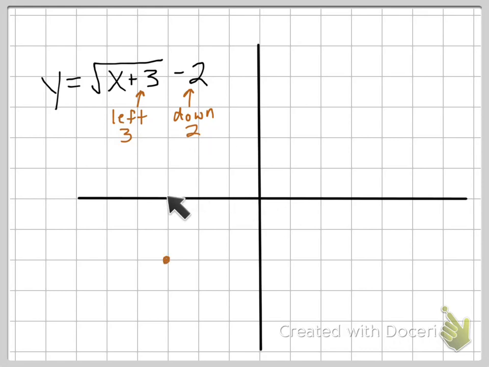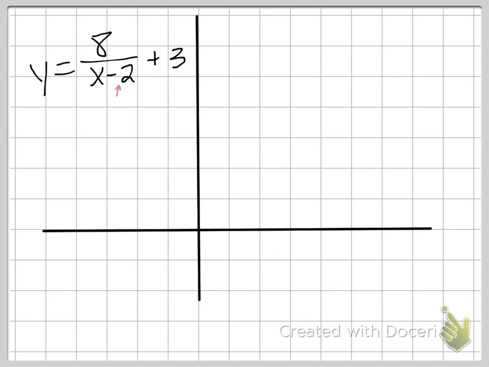So I just moved left 3, down 2. And then since it's a radical function, I move over 1 and up 1 because the square root of 1 is 1. Then I move from the vertex again over 4 and up 2 because the square root of 4 is 2. And there's my graph. Notice I didn't have to stretch this one, make it taller, flip it over, make it shorter, anything like that, because my a value is 1. So everything's just multiplied by 1, which doesn't change anything.